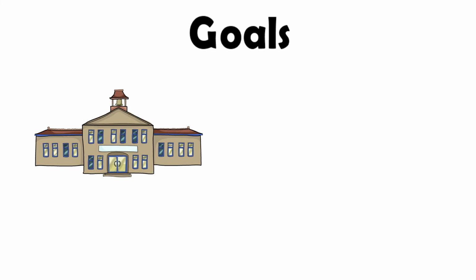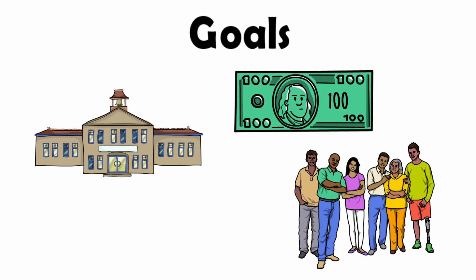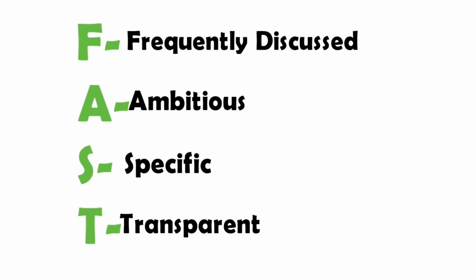Remember, a goal is anything you plan to accomplish. Throughout life, we'll have goals in and outside of school. You can have personal goals, academic goals, family goals, and so on. In order to make a good plan and help us meet any type of goal, we can remember the word FAST. F, frequently discussed, A, ambitious, S, specific, and T, transparent.